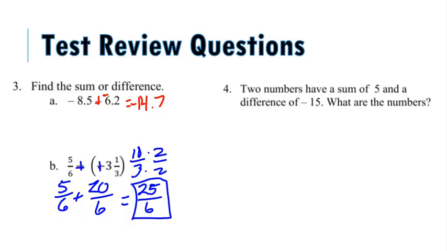Question 4. Two numbers have a sum of 5 and a difference of negative 15. What are the numbers? So if I have two numbers, I'm just going to say one is x and the other one is y. So if I add them together, it's going to give me 5. But if I take those same two numbers, x minus y, it's going to give me a negative 15.